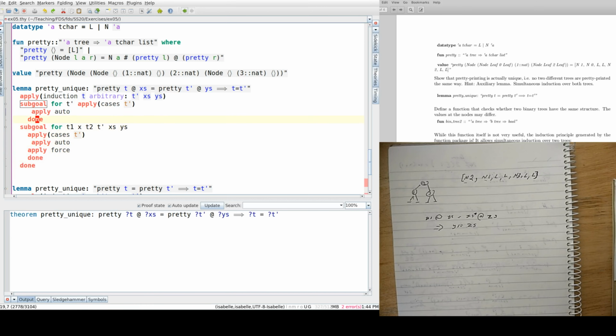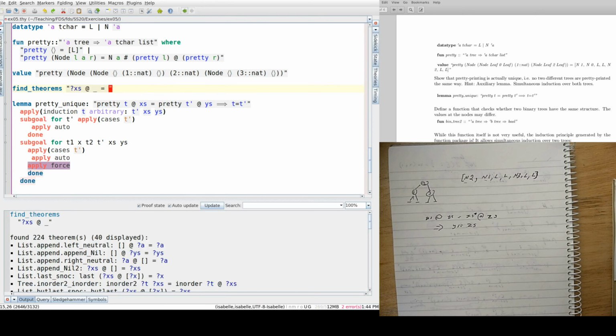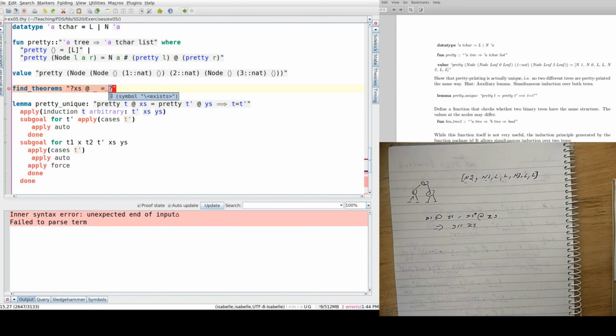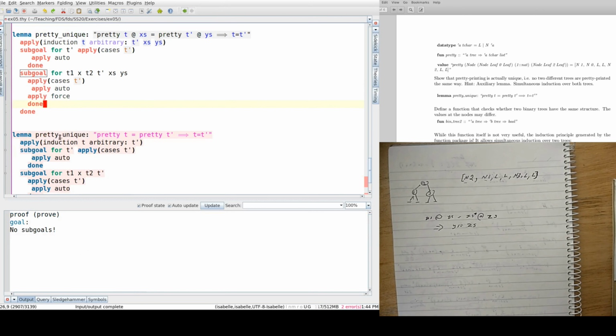So let me quickly try and find this lemma that must have been used by force. So I'll just say x's appended to something equals x's appended to something as well. Yeah, and that's the lemma. So probably use that.